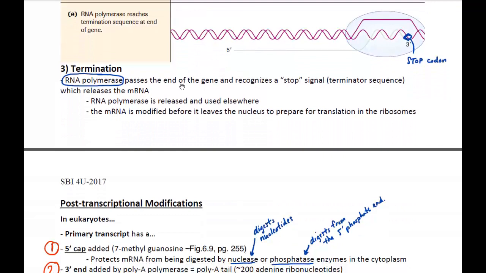Okay? And then finally, you have termination. That just means to end. RNA polymerase passes the end stop signal. You get the terminator sequence. Like I just said, mRNA gets modified, though. This is the key thing that's different. mRNA is going to get modified before it leaves the nucleus.